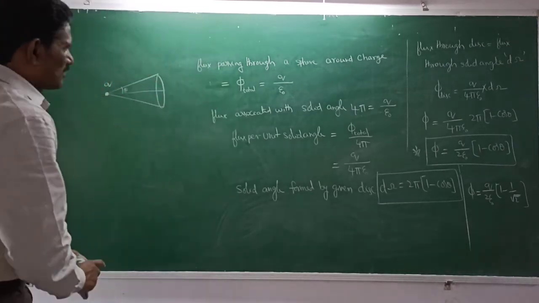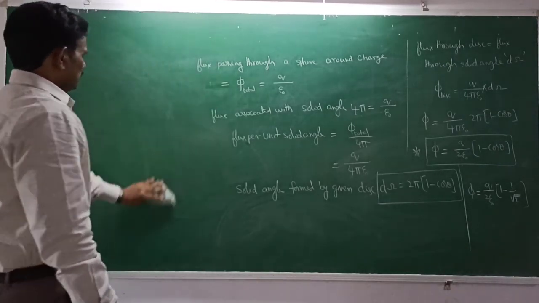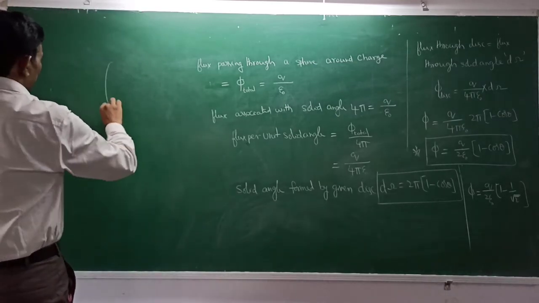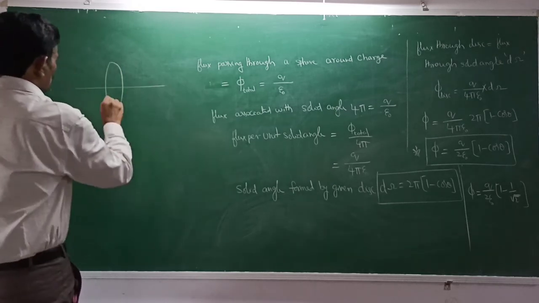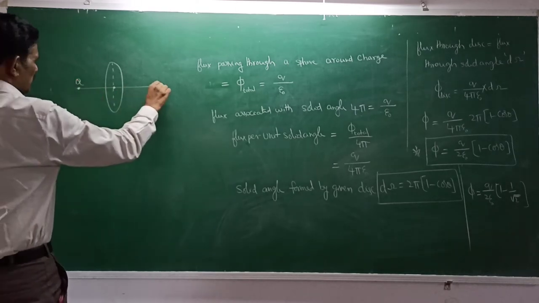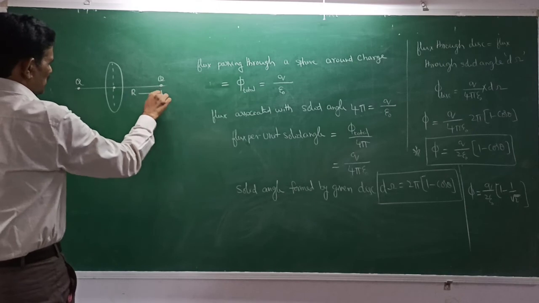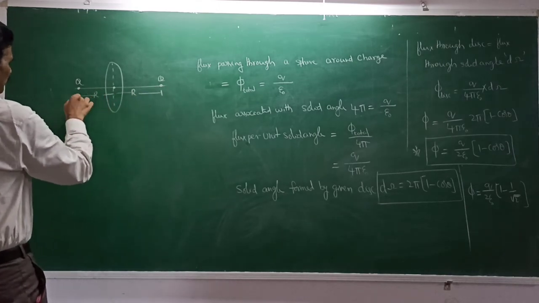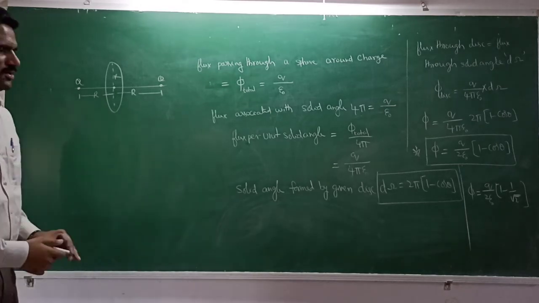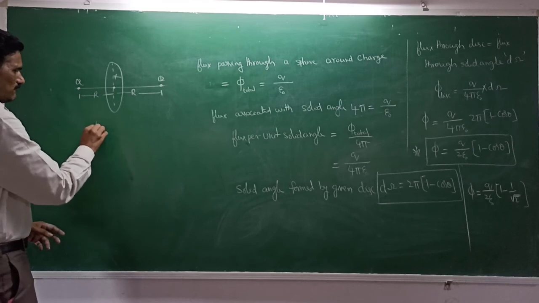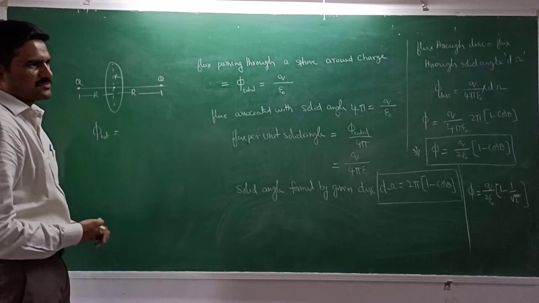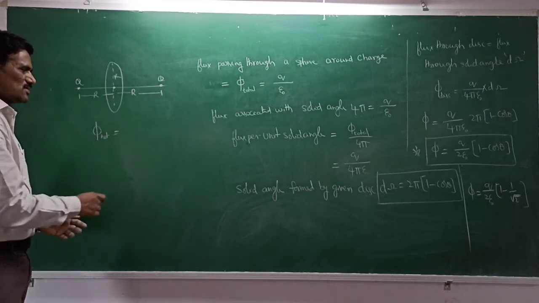Now here I am explaining simply this disk question. On this axis of the disk, I am placing two identical charges at the same distance, say r and r. Then what is the net flux passing through this disk? Simply we can answer that the net flux passing through the disk is 0.